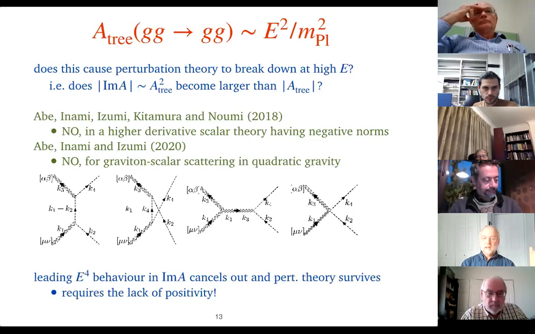And they found that the leading naive E to the fourth behavior that we would have expected in the imaginary part of the amplitude cancels, and perturbation theory survives. So we're saying that the survival of perturbation theory requires this lack of positivity. Those authors were quite careful never to mention words of negative probability or negative cross sections. So I am putting a little bit of my interpretation onto their nice results.